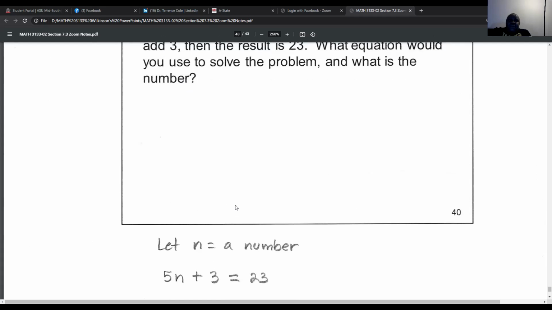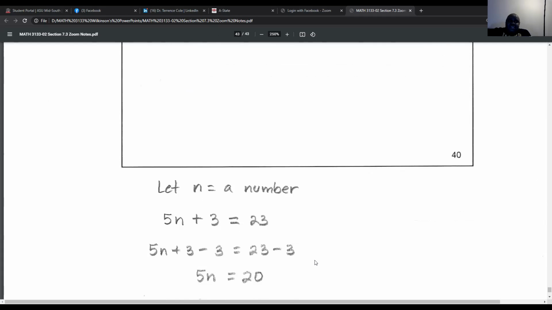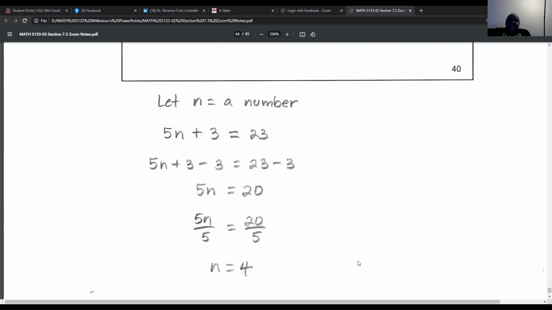And then we solve the equation to find out what that number is going to be. Well, let's undo addition first by subtracting 3 on both sides of this equation. So you're left with 5n equals 23 minus 3, which is 20. Now, to find out what n is, I'm multiplying it by 5, so I need to divide both sides by 5 to get n is equal to 4.